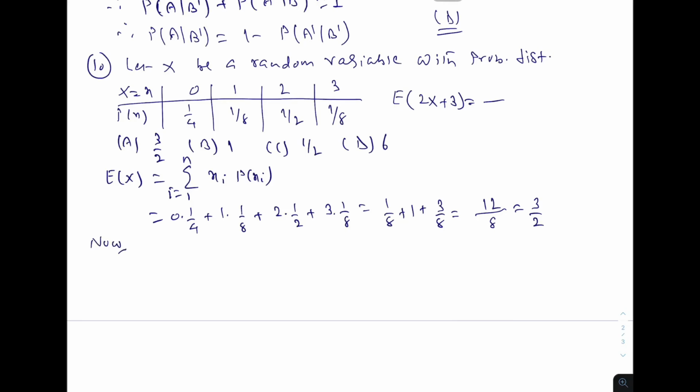Now E of 2x plus 3, we know the formula, it is 2 times E of x plus 3. So it is 2 times 3 by 2 plus 3, and so the answer is 6. So option D is the answer.